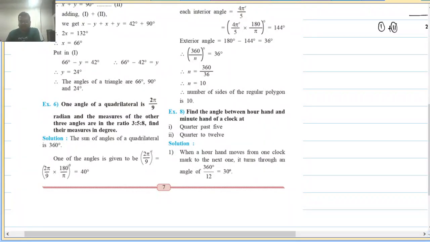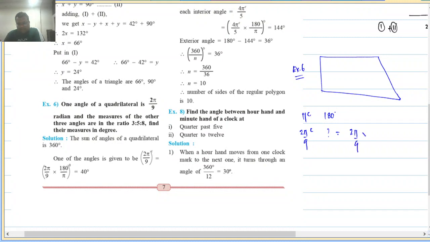Next question. Let's look at the next question. One angle of a quadrilateral is 2 pi by 9 radian. The other three angles are in the ratio 3:5:8. Find the measure of all angles in degree. So let's look at a quadrilateral. One angle is 2 pi by 9. We know that pi radians is 180 degree. So 2 pi by 9 radians is how many degree? Question mark is equal to 2 pi by 9 into 180 upon pi. 9 twos are 18, 2 twos are 40.